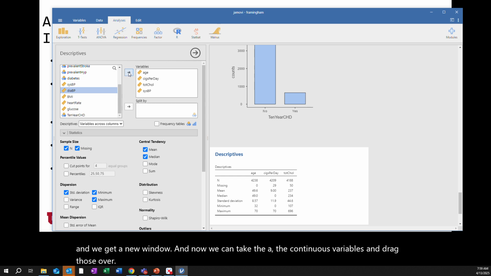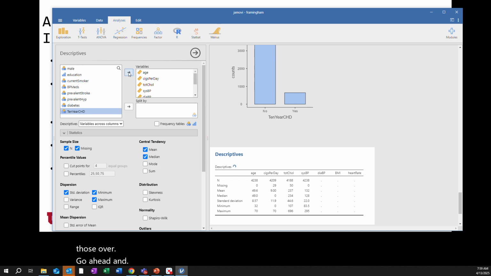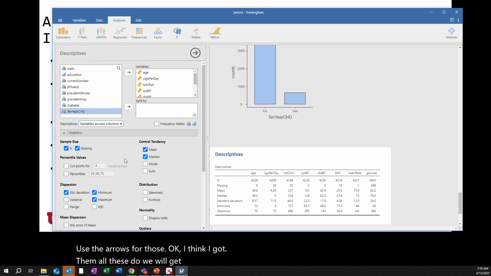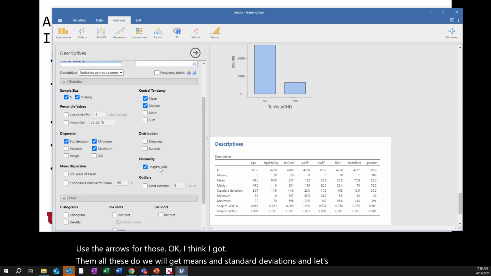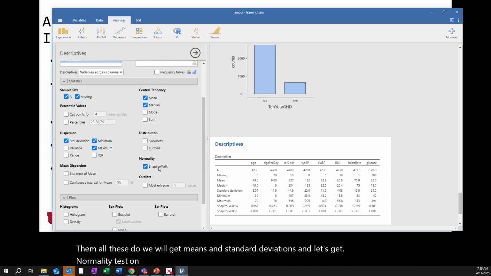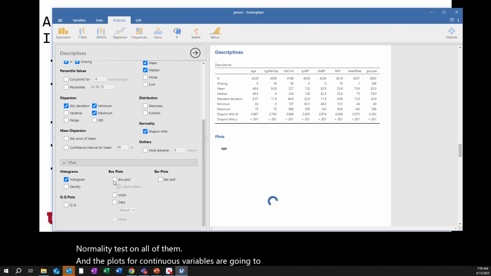Go ahead and use the arrows for those. Okay, I think I got them all. We will get means and standard deviations, and let's get a normality test on all of them. And the plots for continuous variables are going to be histograms and box plots.